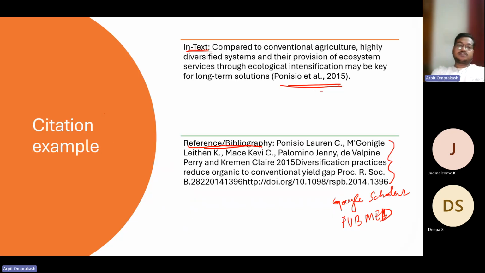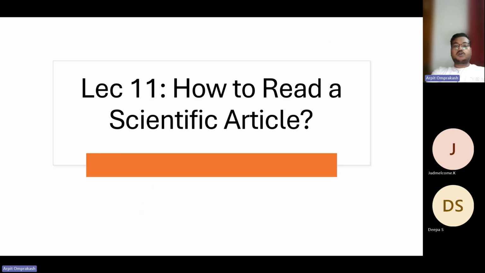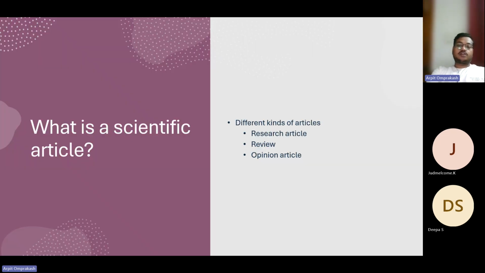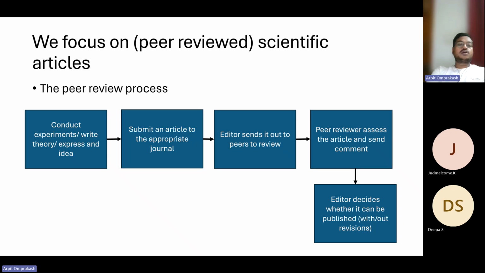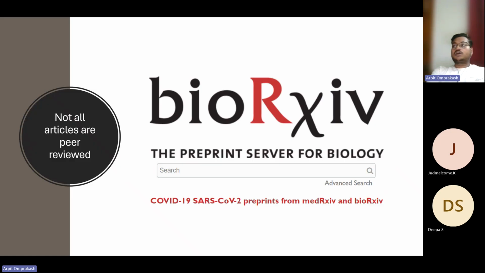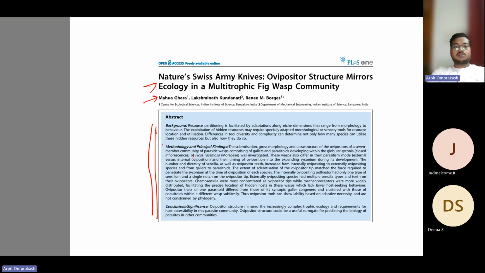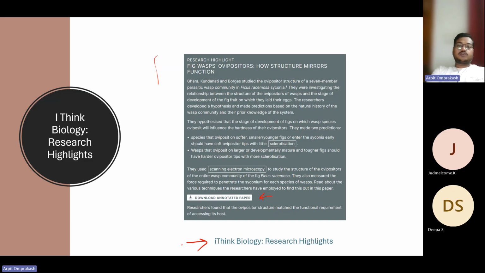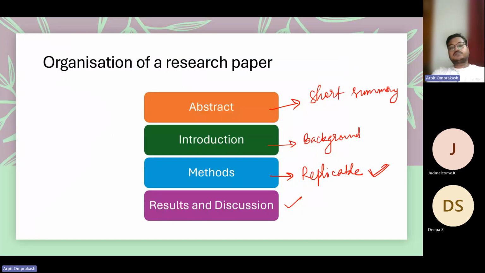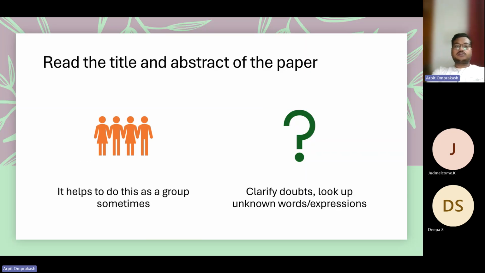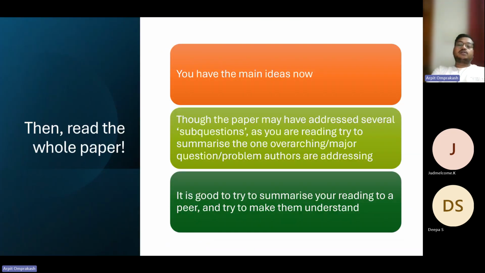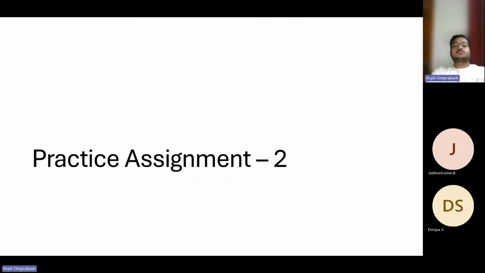We talked about plagiarism, how to cite articles. Then we talked about how we can read scientific articles, what are different kinds of scientific articles, what is the peer review process, what are preprints, how are articles structured. Then we talked about the organization of a research paper, how to read a research paper, and then we had some practice assignment and questions to solve.